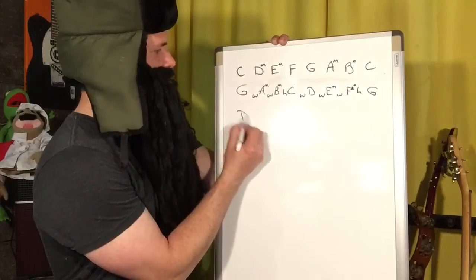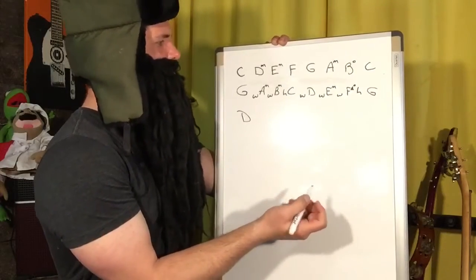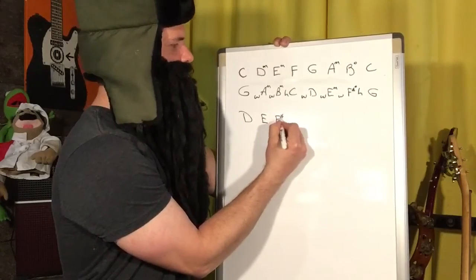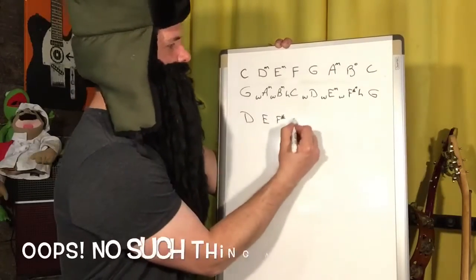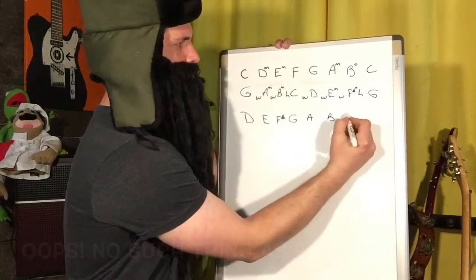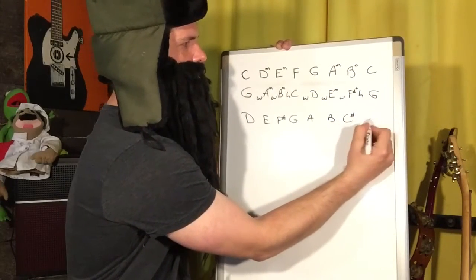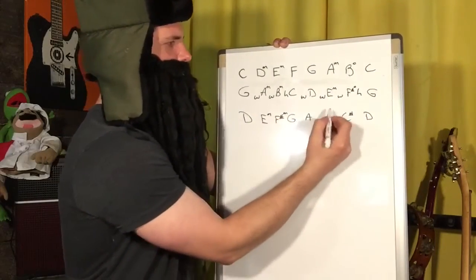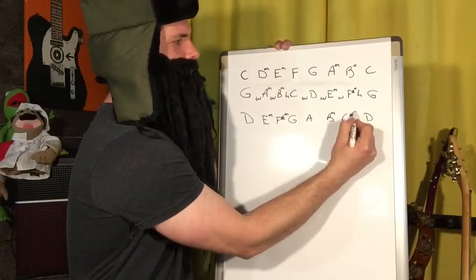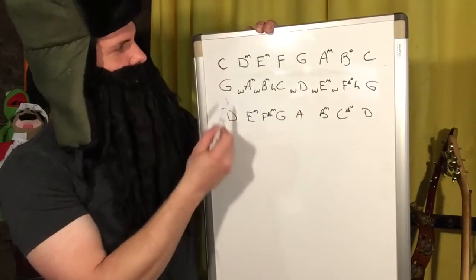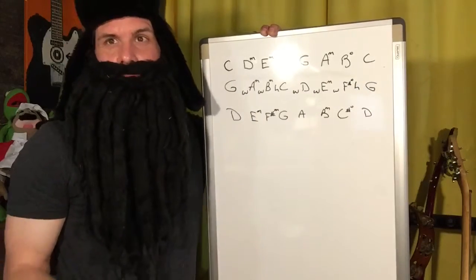Let's do D. Same whole, half pattern. E, whole step from E is F sharp, because there's no such thing as F. Half step G, A, B, C sharp, and D. So our 2 and our 3 are minor, our 6 is minor, and our 7 is diminished, and there you go. That's your chords in the key of D, the key of G, and the key of C.